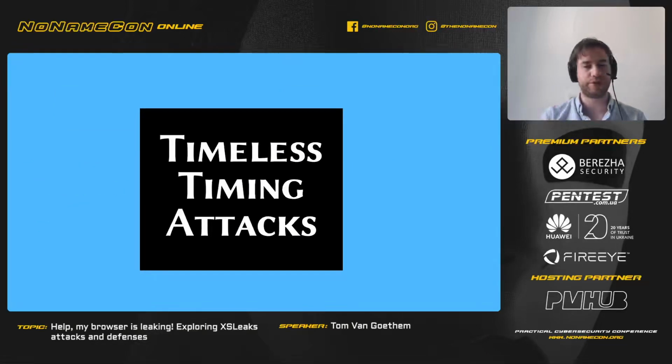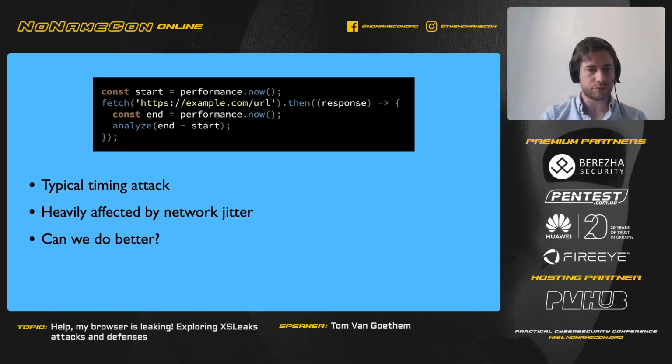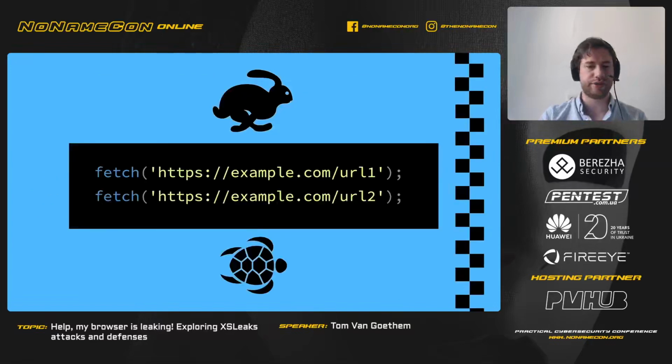And for this we will look at a very recent technique called timeless timing attacks. So this is the example as before, which is a very basic way of trying to determine the processing time of the server. But unfortunately it's heavily affected by network jitter. So we were wondering, can we do any better? And it turns out doing better is relatively easy, or, well, without the technical details, it's relatively easy.